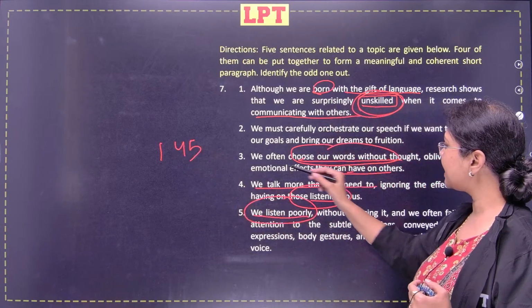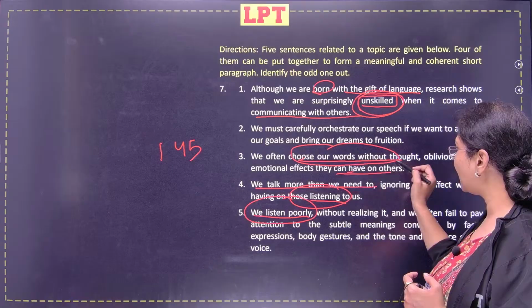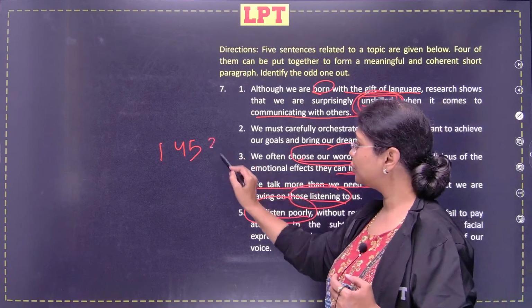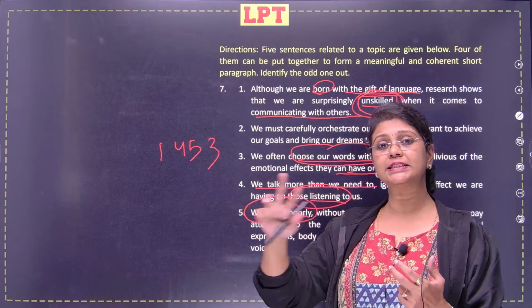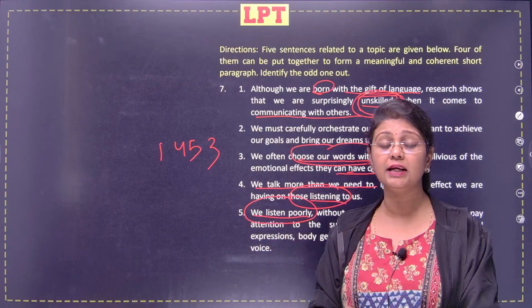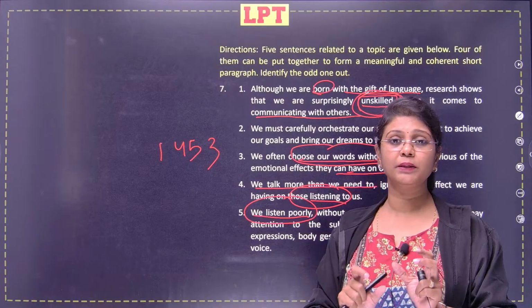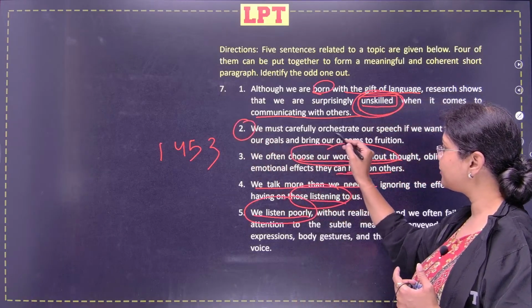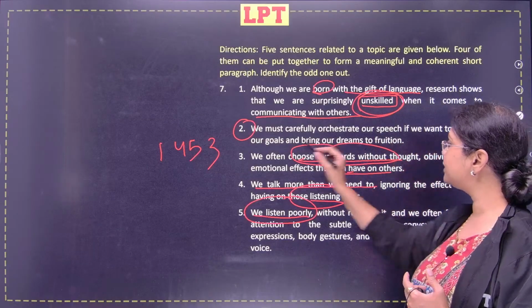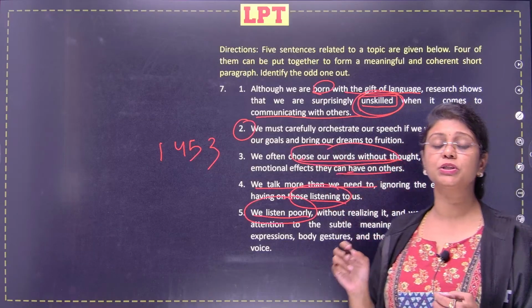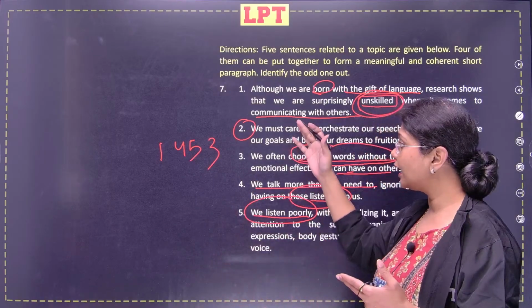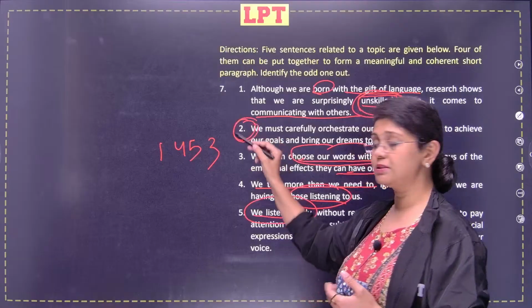And of course the third says we often choose our words without thought, oblivious of the emotional effects they can have on others. So this also speaks along the same line: we are unskilled at communicating with others. On the other hand, statement 2 says we must carefully orchestrate our speech if we want to achieve our goals and bring our dreams to fruition. This goes on a very different line altogether, and out of these sentences, 2 forms the odd one out.